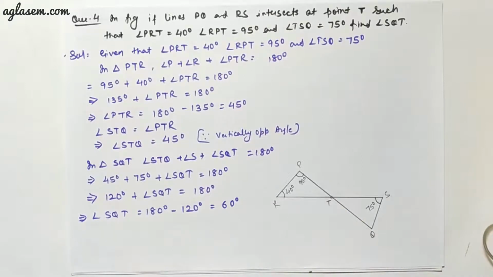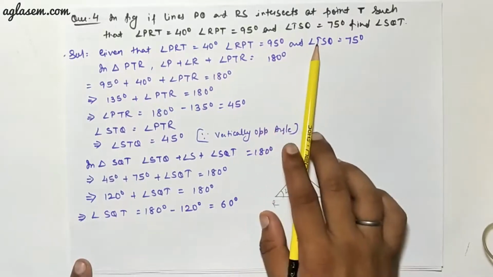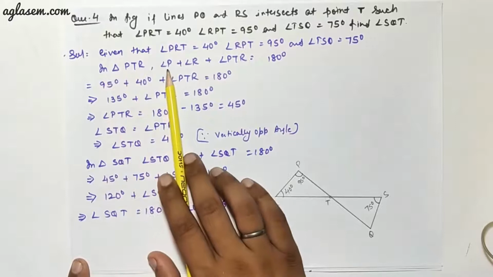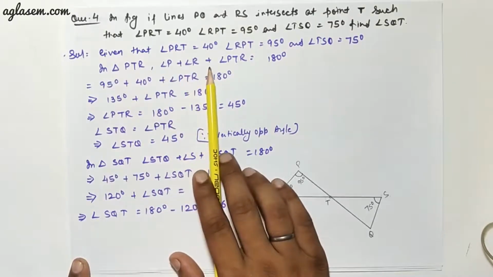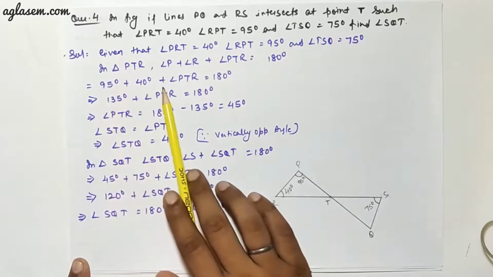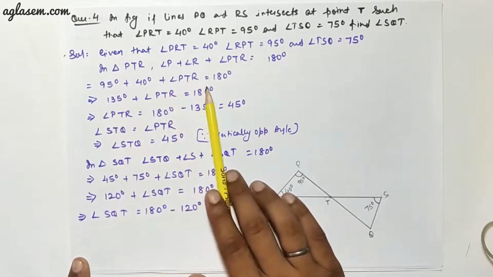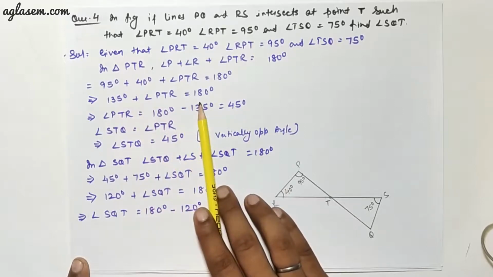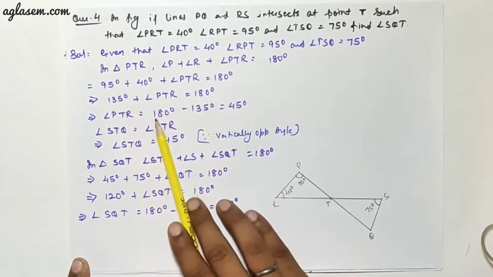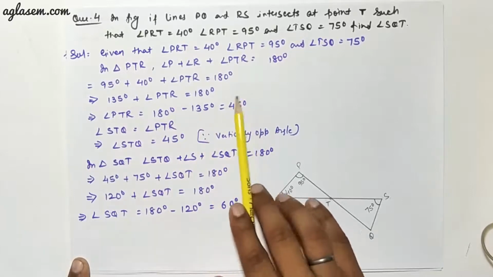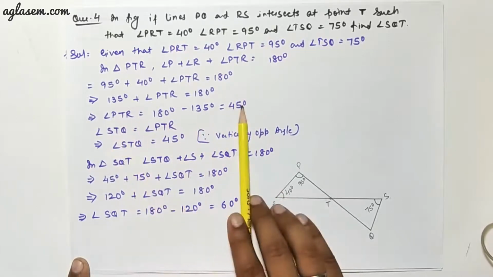Given that angle PRT is 40 degrees, angle RPT is 95 degrees, and angle TSQ is 75 degrees. In triangle PTR, angle P plus angle R plus angle PTR is equal to 180 degrees. 95 degrees plus 40 degrees plus angle PTR is equal to 180 degrees. 135 degrees plus angle PTR is equal to 180 degrees. Angle PTR is 180 degrees minus 135 degrees, which is equal to 45 degrees. So angle PTR is 45 degrees.